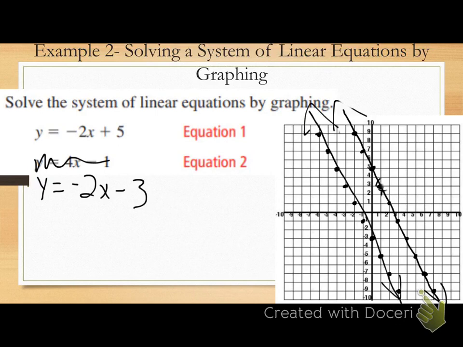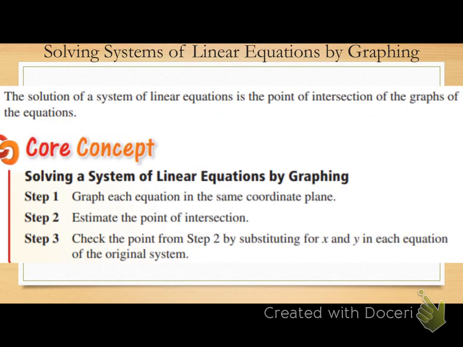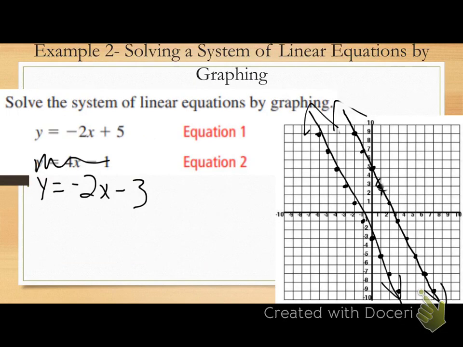I've now graphed both lines on the same coordinate plane, correct? My solution of a system of linear equations is the point of intersection of the graphs of the equations. What do we notice about the graphs of these two equations? They're parallel. I could have known that beforehand by noticing what? What do I know about parallel lines? Same slope, right? So if I'm looking for the point of intersection to be my solution, but I know they're never going to intersect, what do you think my answer is here? No solution, right?